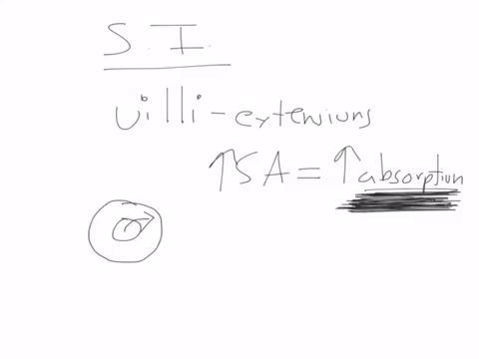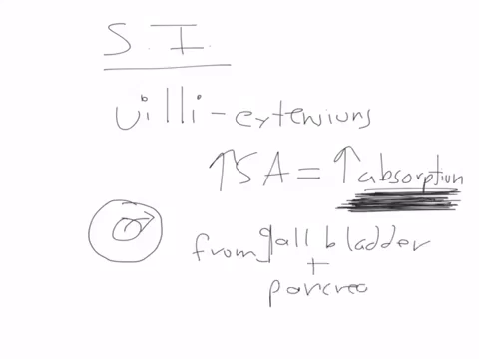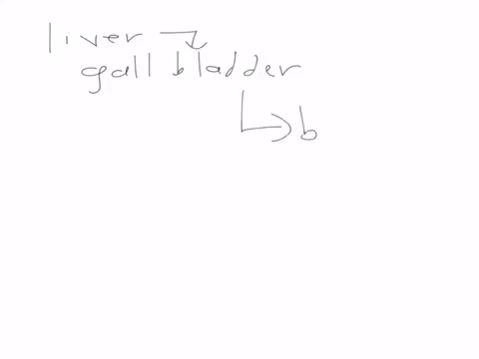Also, ducts from the liver, or technically from the gallbladder and the pancreas, enter the small intestine to aid digestion here. So from the gallbladder, and it's originally produced in the liver but stored in the gallbladder, we have a duct that secretes bile into the small intestine. Bile helps with the chemical breakdown of fats.